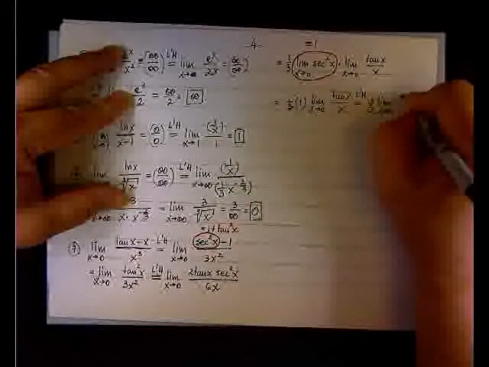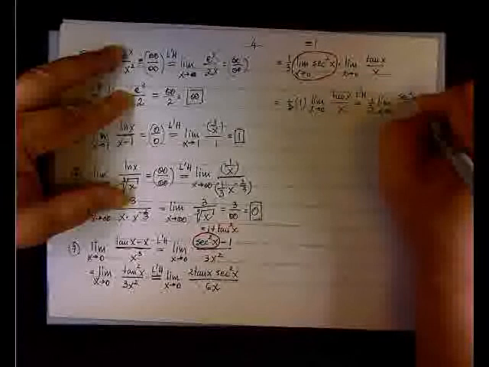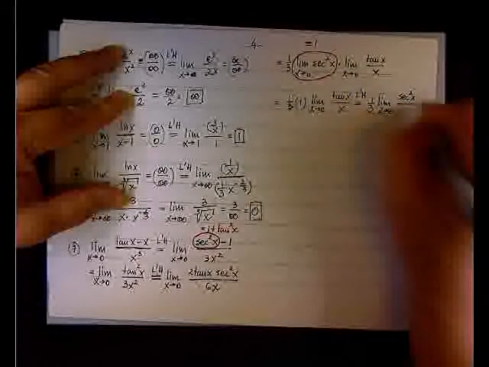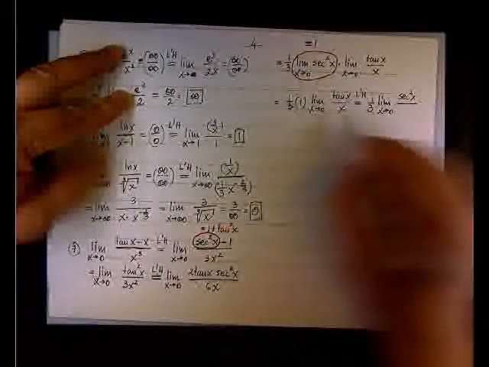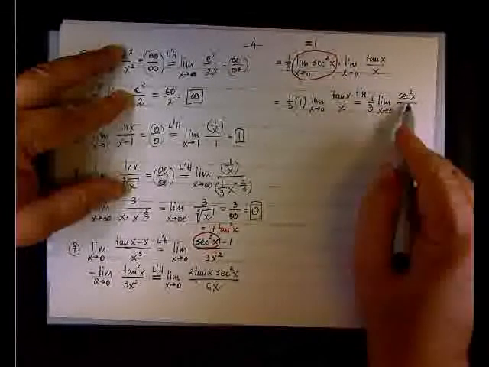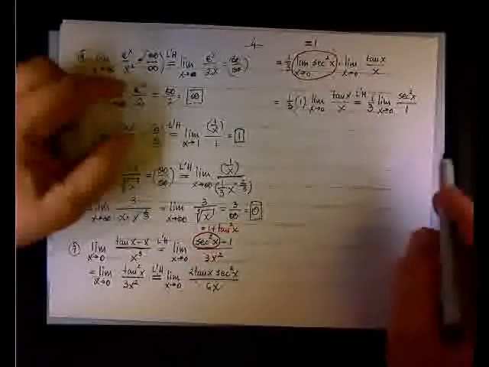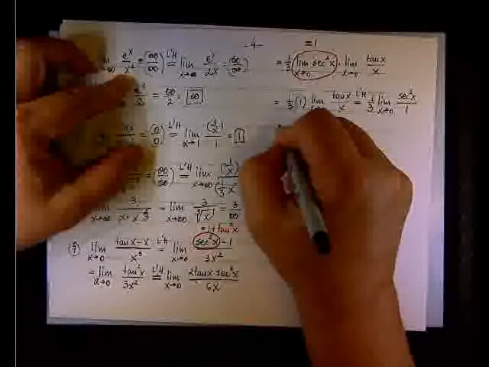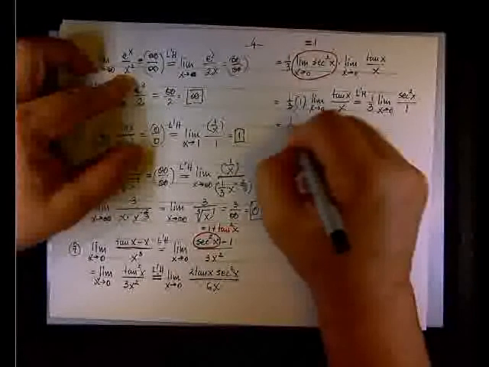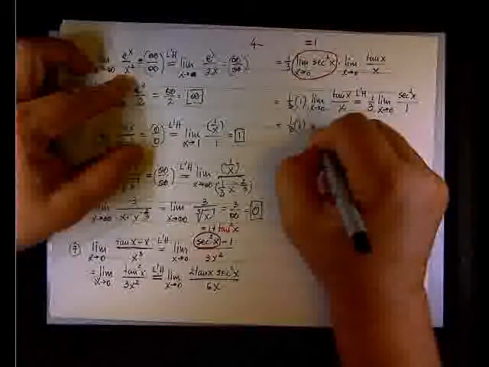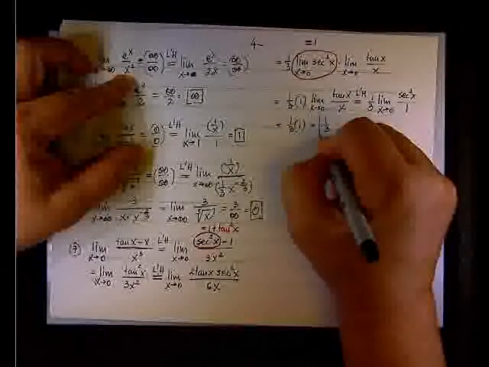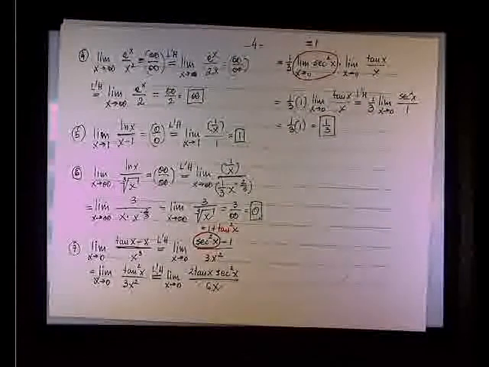The derivative of the tangent is the secant squared. The derivative of x is 1, so I have 1/3 the limit as x goes to 0 of secant squared, but this is simply 1, so I have 1/3 times 1, and the result of the limit is 1/3. Give me a little wow here.